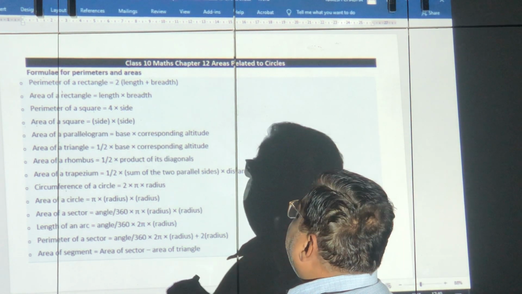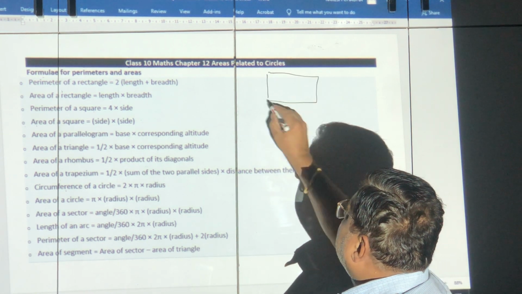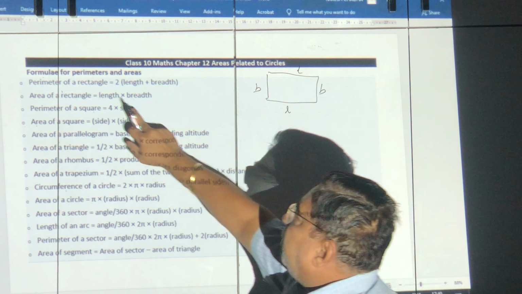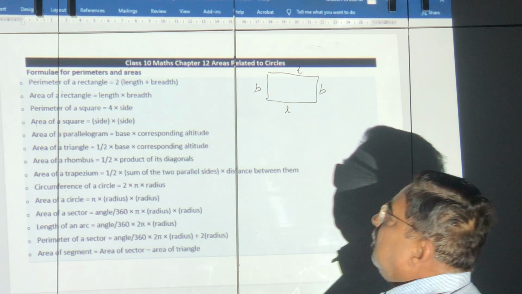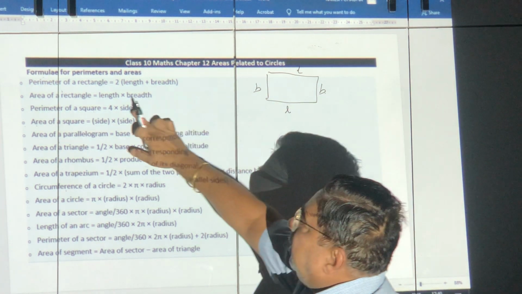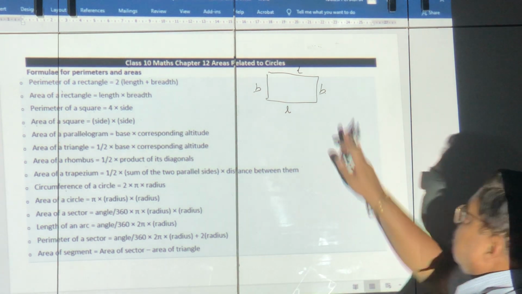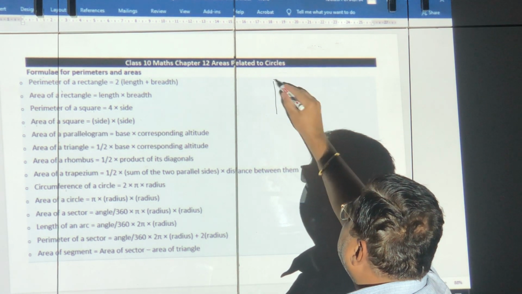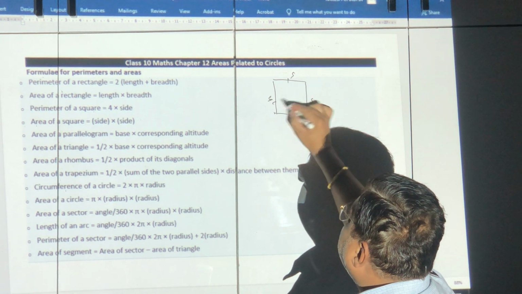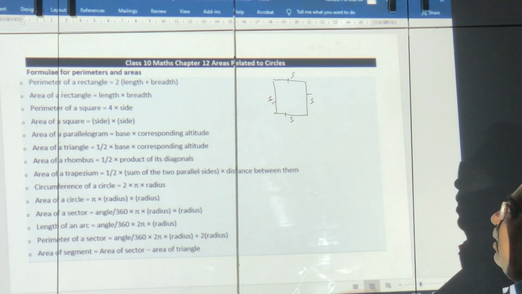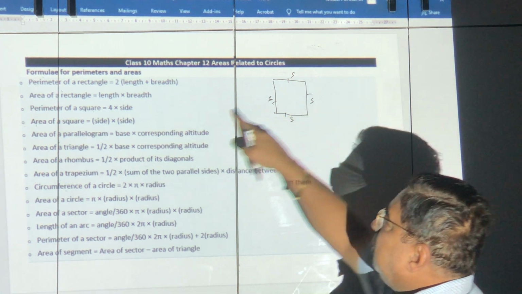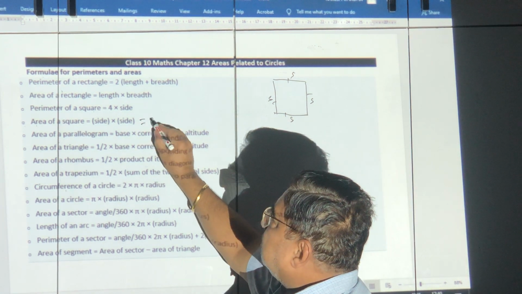Perimeter of a rectangle. If I have a rectangle, with length, length, breadth, breadth, the perimeter is 2 times length and 2 times breadth. The area is length into breadth. If it is a square, then all 4 sides are equal, so the perimeter will become 4s and the area will become side into side, side square.